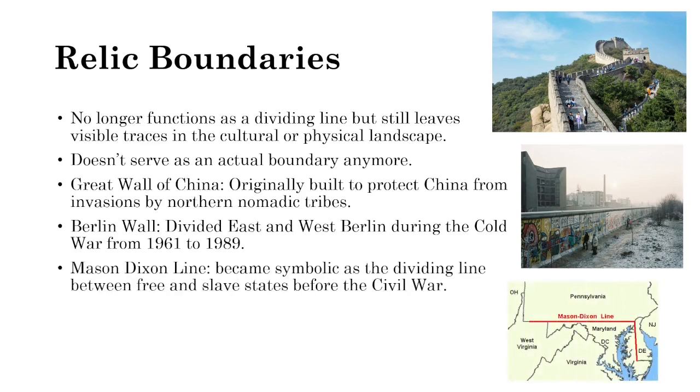Then there's the Mason-Dixon line, which is in the United States. It became symbolic as a dividing line between free and slave states for the Civil War. But now the Civil War occurred over 100 years ago, and there are no longer slaves in the United States. So that boundary does not really exist anymore between Pennsylvania, Maryland, and Delaware.